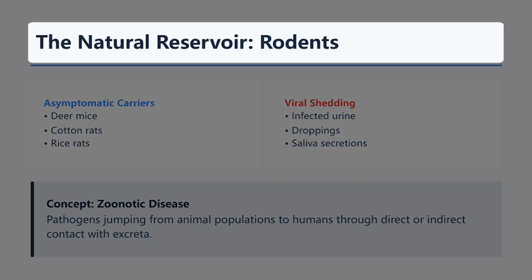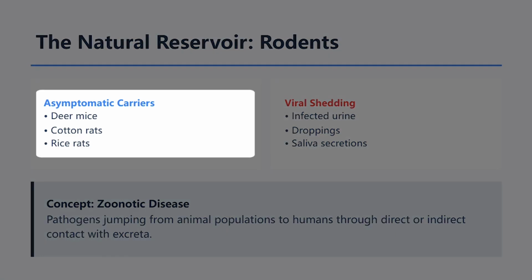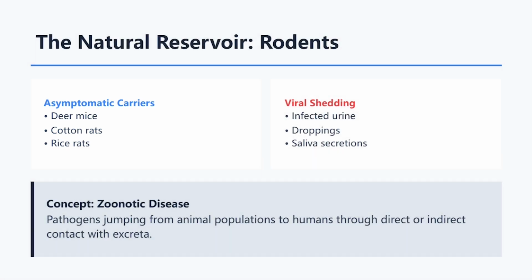Building on our introduction, let's identify exactly where these viruses live in the wild. We call these host animals natural reservoirs, and for hantaviruses, those reservoirs are primarily specific species of rodents. As you can see here, the primary culprits are deer mice, cotton rats, and rice rats.